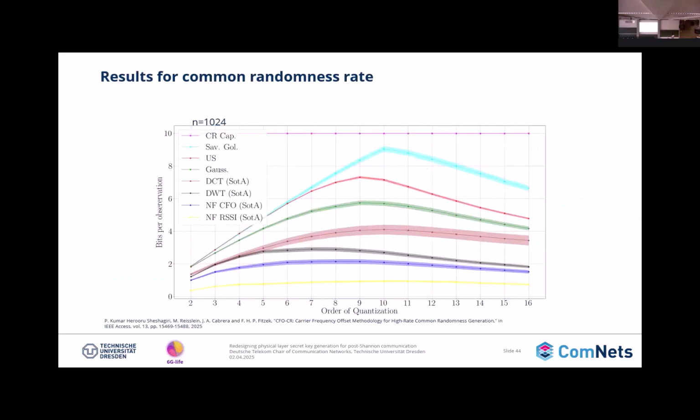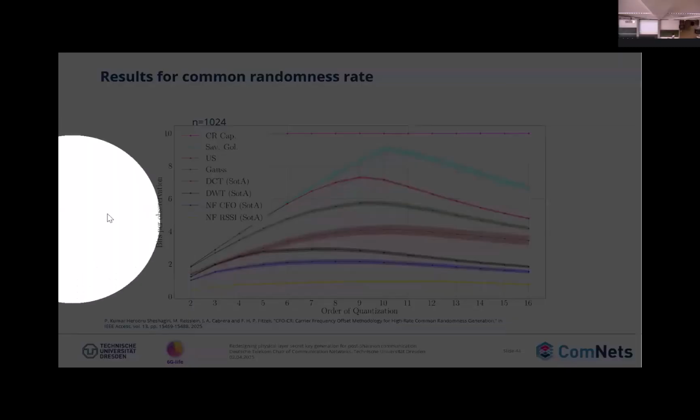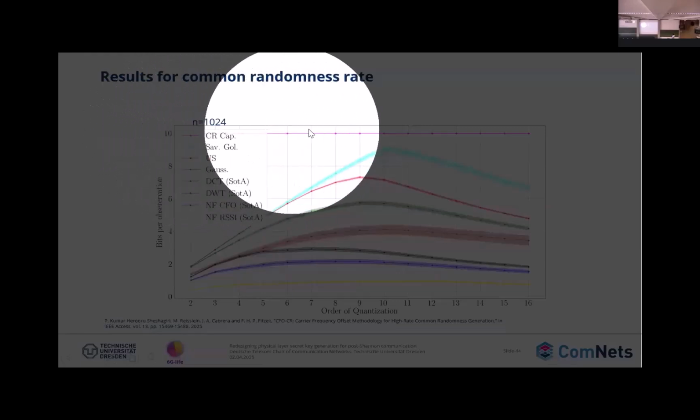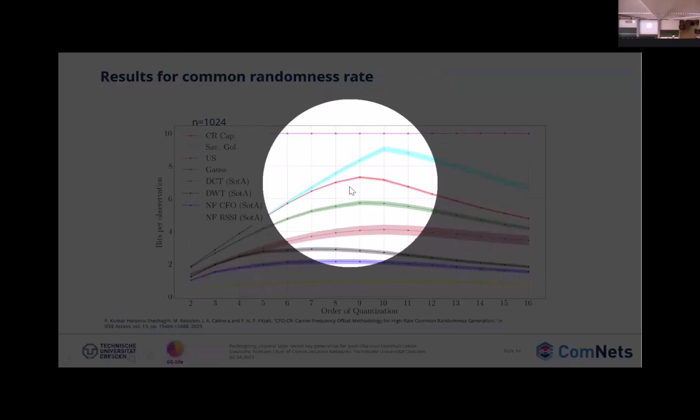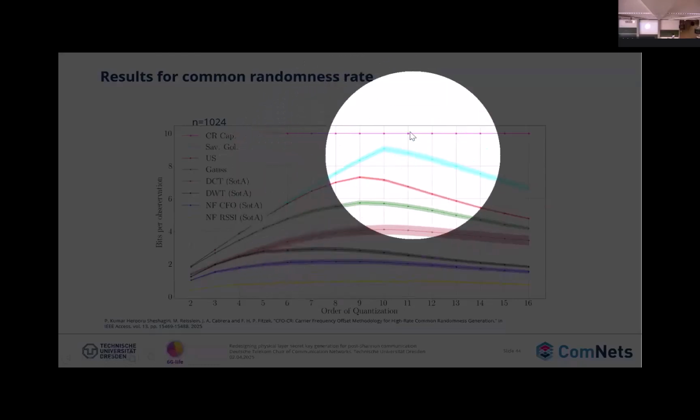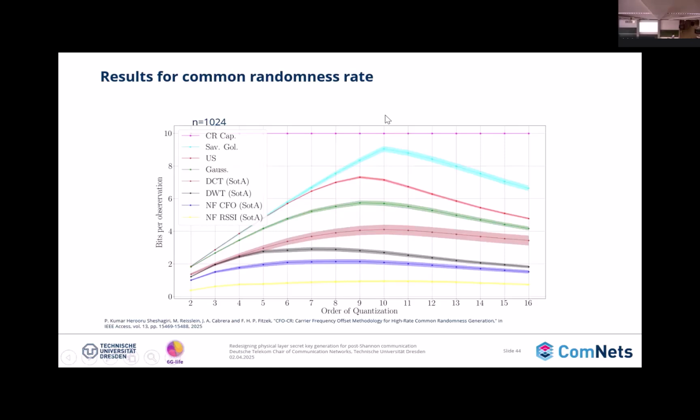Yeah, so the common randomness capacity was quite constant. For 1024 observations, it had 10 bits per observation, so this remained constant. So we were able to achieve a very high common randomness rate with a very low cutoff frequency for the filters. The same filters already used in the state of the art had a very high cutoff frequency, and that's why their common randomness rate was quite low. We just had to modify the filters a little bit.